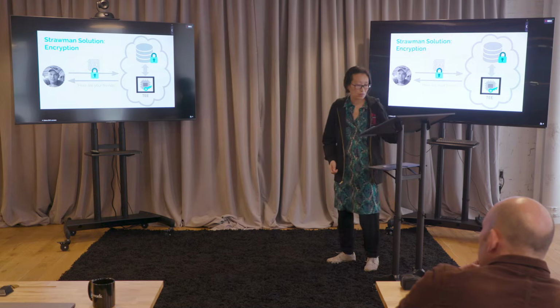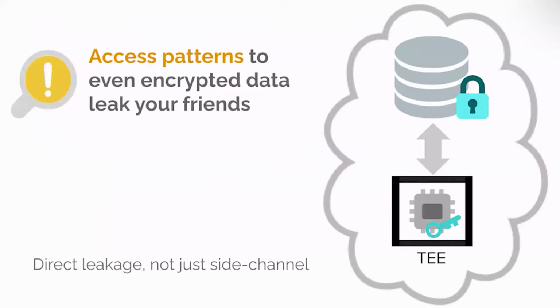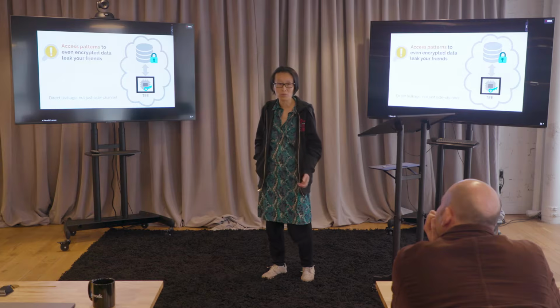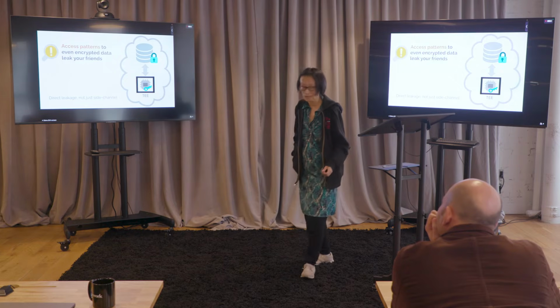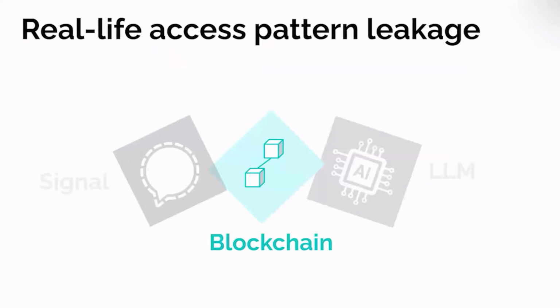So the problem with this solution, it appears that it should be very secure because all the data contents are encrypted. But the problem is that here only the data contents are encrypted, but the access patterns are not encrypted. And the access patterns are very leaky. In this particular example, if you observe which entries are fetched, it will directly leak who your friends are. Also, this should not be dismissed as a side channel leakage because this is directly observable digital information that leaks your sensitive secrets. So that's one example. And then a similar problem also manifests in many blockchain applications.